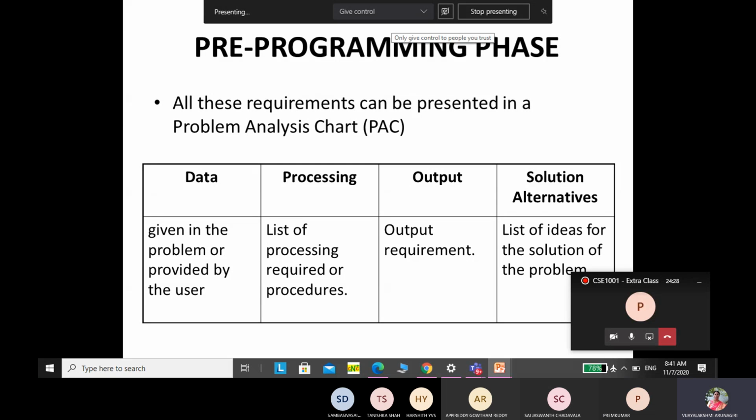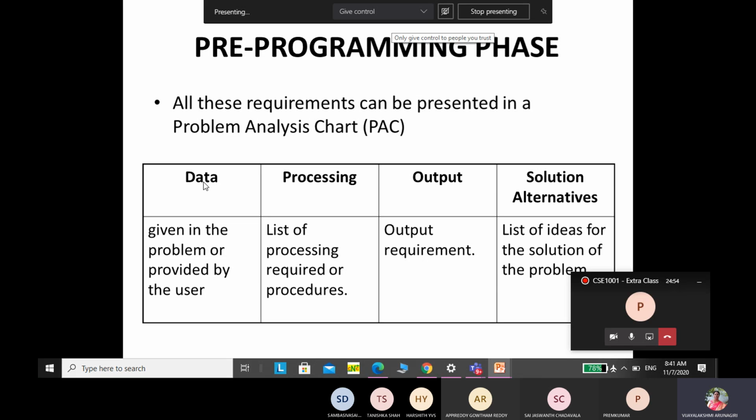Okay. In the pre-programming phase, for analyzing the problem, we make one template that is called a PAC chart. What is a PAC chart? Problem Analysis Chart. To analyze the problem, we create one chart. What will be in this chart? Four columns: data, processing, output, alternative solution.